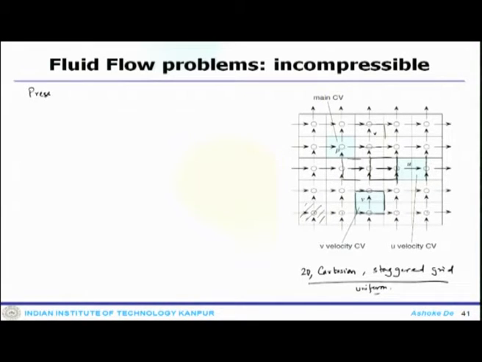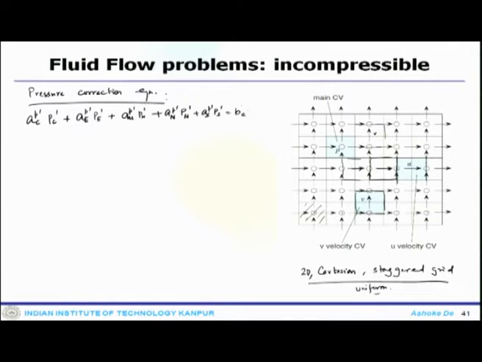So, if we look at the pressure correction equation, we can follow a similar procedure to what we carried out for the one dimensional case, and the pressure correction equation will look like: AC p prime, PC prime, plus AE p prime, PE prime, plus AW p prime, PW prime, plus AN p prime, PN prime, plus AS p prime, PS prime, equals BC p prime.